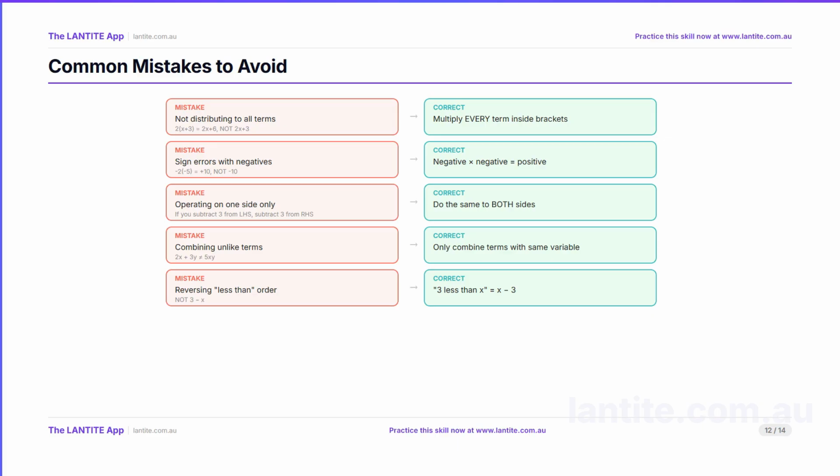Third, doing an operation to only one side of the equation. Whatever you do to one side, you must do to the other. Fourth, combining unlike terms. 2x plus 3y cannot be simplified to 5xy. And fifth, translating less than in the wrong order. 3 less than x is x minus 3, not 3 minus x.